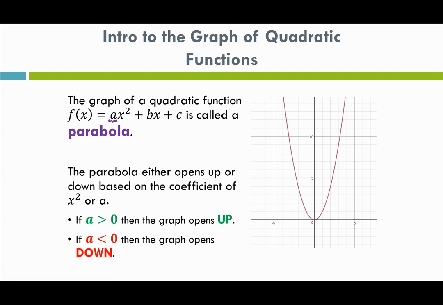So if a is positive, or a is greater than 0, then that means your parabola is going to face up, like the one that's in our picture on the right. If your leading coefficient is negative, which means that a is less than 0, that means that your parabola is going to face down. So depending on what your leading coefficient is, it will tell you whether or not your parabola faces up or down.